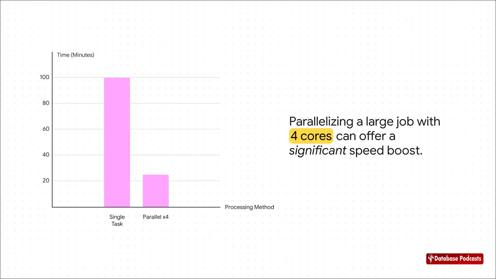I mean, this chart says it all. A task that might have taken, say, 100 minutes to run one by one could potentially finish in just 25 minutes using 4 parallel processes. This is literally how you can turn a job that would have taken all day into something you can knock out before you even finish your coffee.